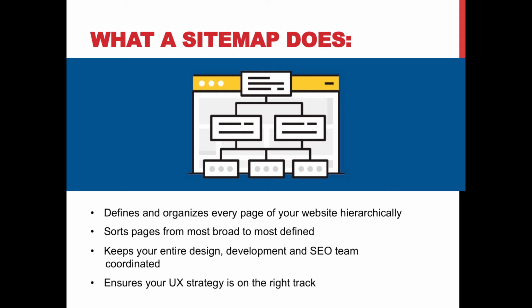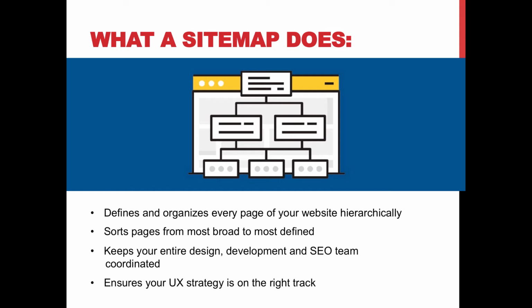What a sitemap does is define and organize every page of your website hierarchically. Number one, you're defining and organizing everything. You've got the content you need to put into the site, or you're needing to come up with content, you're needing to write content, you need to know where it goes. It sorts pages from most broad to most defined, and it keeps your entire design, development, and SEO team coordinated. It also ensures that your UX strategy is on the right track.